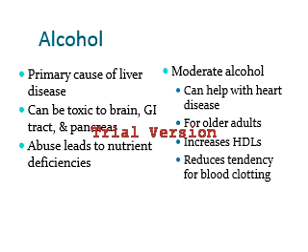Alcohol is the primary cause of liver disease. It can be toxic to our brains and our gastrointestinal tract. It can be a gastric irritant, and it can be toxic to our pancreas. Abuse of alcohol can lead to nutrient deficiencies. A lot of times when you're abusing alcohol, you're replacing calories where you could have been fitting in fruits, vegetables, whole grains, and legumes.